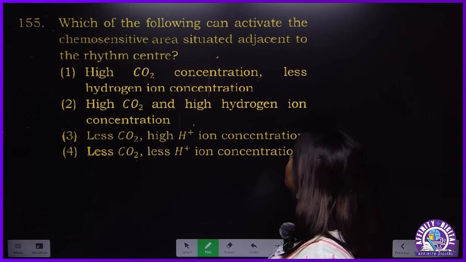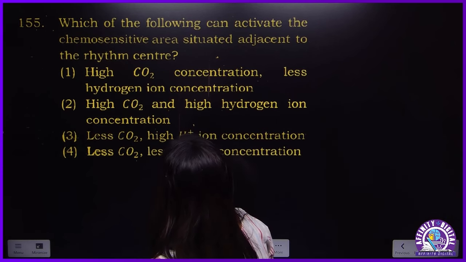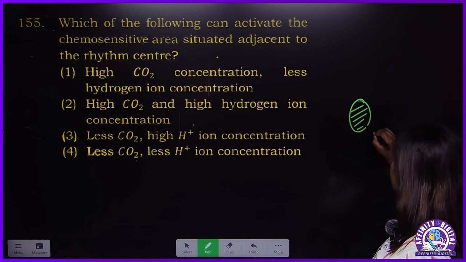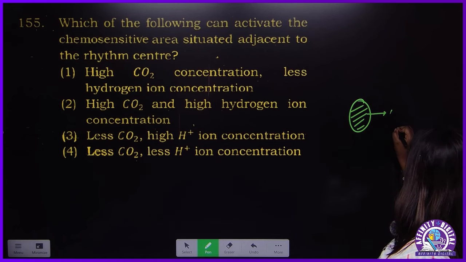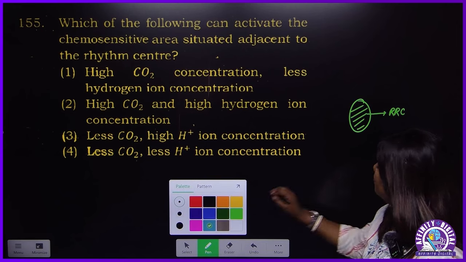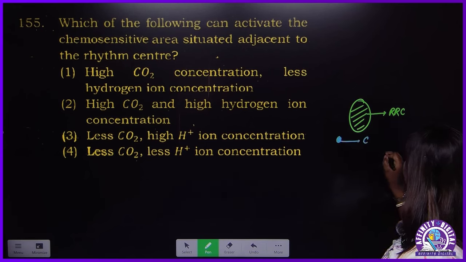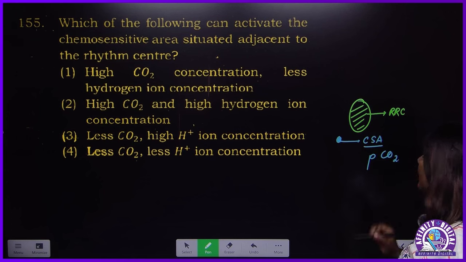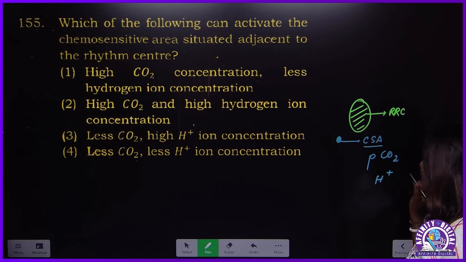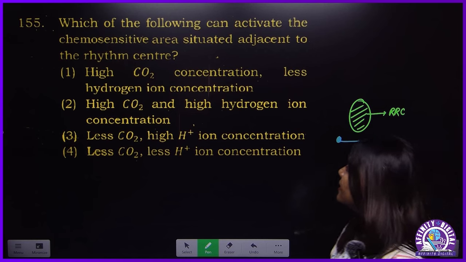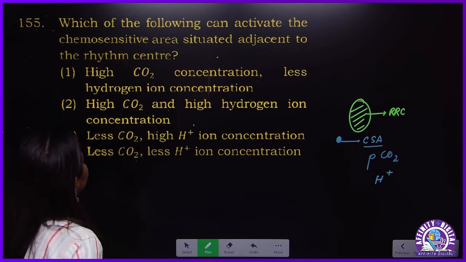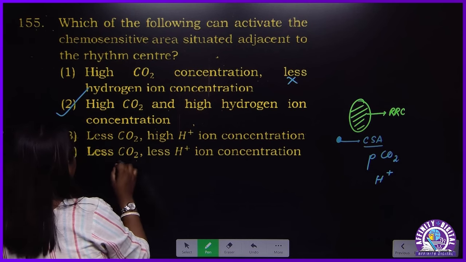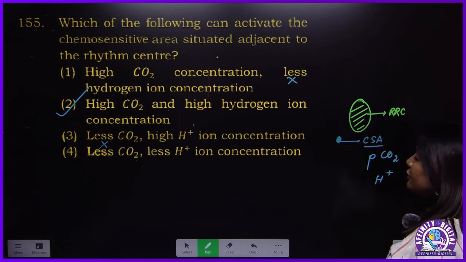क्वेश्चन नंबर 154. Which of the following can activate the chemosensitive area situated adjacent to the rhythm center? बच्चों chemosensitive area जो हमारे मेडुला में लोकेटेड है, near the respiratory rhythm center. ये सेंसिटाइज तभी होता है जब ये डिटेक्ट करता है प्रेजेंस ऑफ कार्बन डाइऑक्साइड इन द ब्लड, एंड कार्बन डाइऑक्साइड बढ़ने के साथ साथ हाइड्रोजन आयन भी बढ़ जाता है, तो इन दोनों को वो डिटेक्ट कर सकते हैं. तो हाई कार्बन डाइऑक्साइड एंड हाई हाइड्रोजन आयन कंसंट्रेशन, दिस इज द करेक्ट ऑप्शन. लेस तो नहीं होगा. So question number 155, it is option 2.